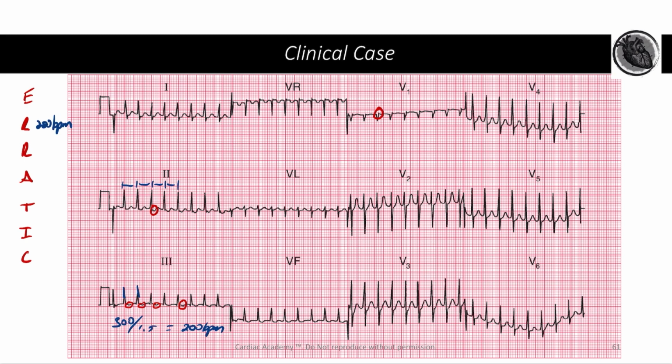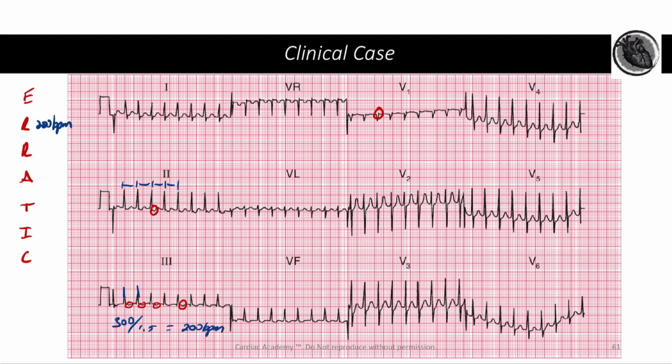After that, we look at the QRS complex. Is it narrow or wide? And we can see that it's a narrow QRS complex, okay? It's measuring less than 120 milliseconds. And after that, we look to see whether the PR interval is measuring more than 200 milliseconds. In this case, the P waves are actually retrograde, so we can't really assess the PR interval.